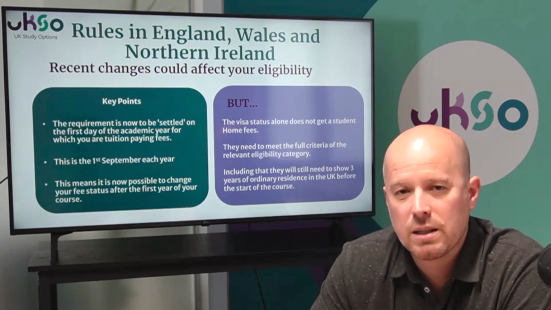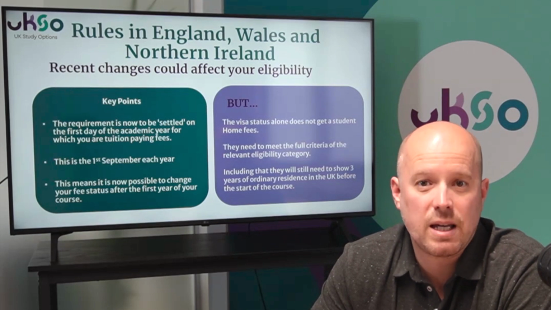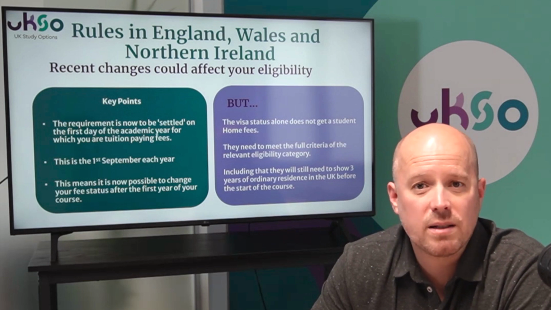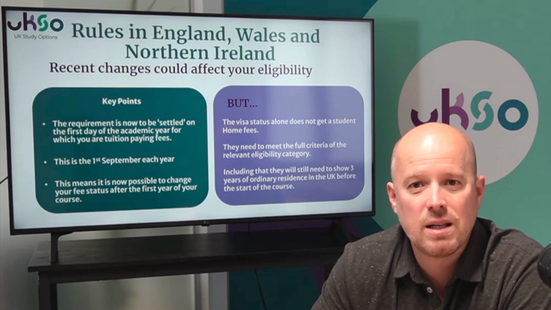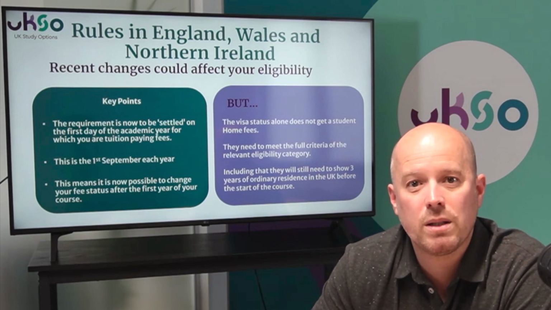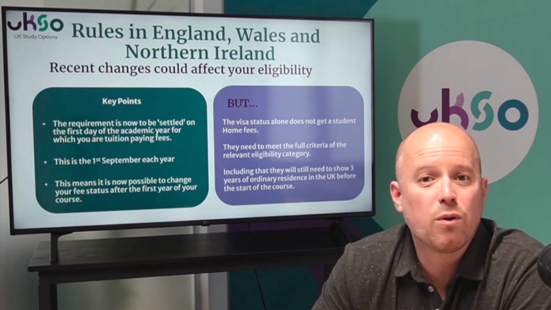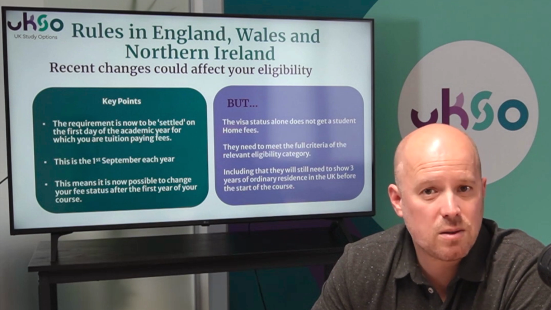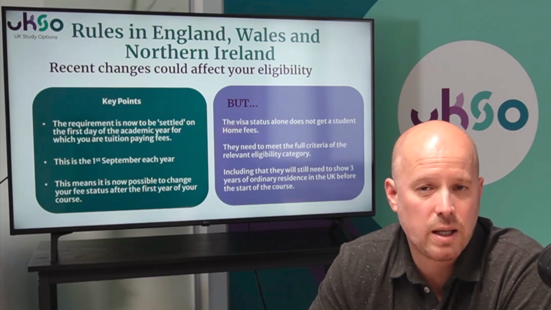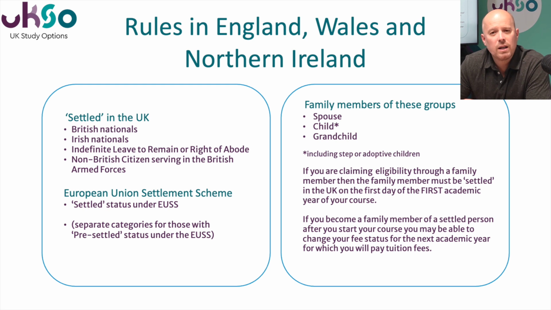So importantly, there are two different periods to keep in mind here. There is the period where you become settled. This might be after you start your course. That's one part and one tick in the box to get home fees. The other tick in the box is the ordinary residence requirement. But that ordinary residence requirement always relates to the 3 year period before the start of your course, before the first year of your course. It doesn't relate to the 3 year period before you got your indefinite leave to remain or your British nationality. So that's really important. Let's look at settled.